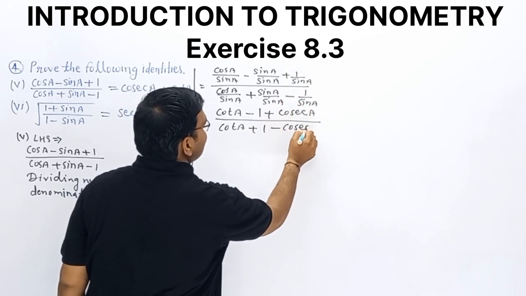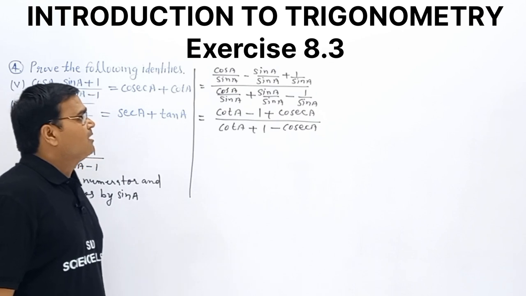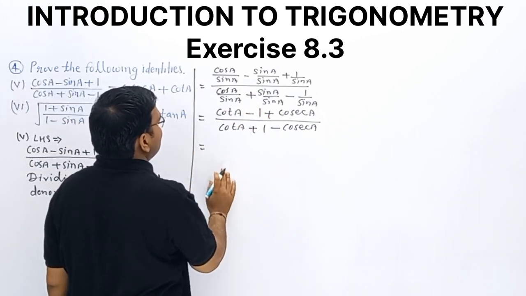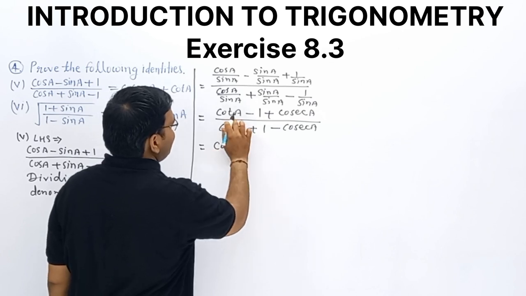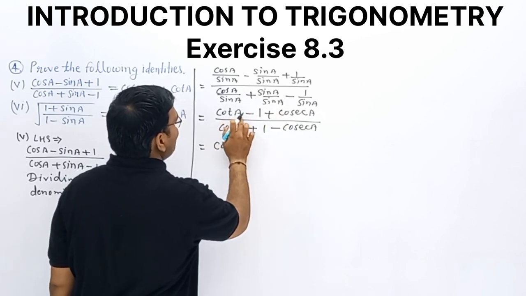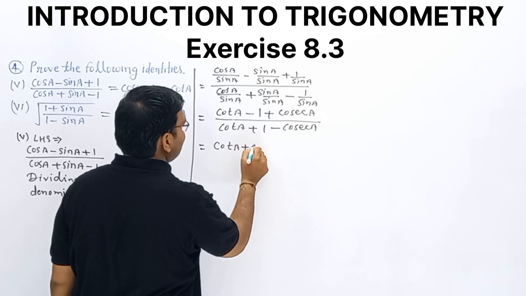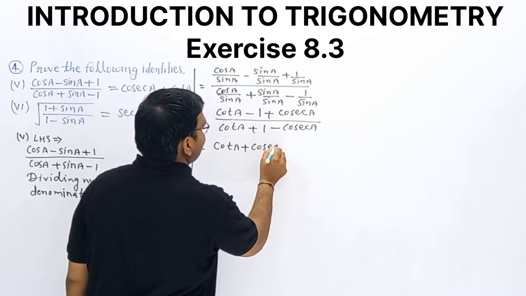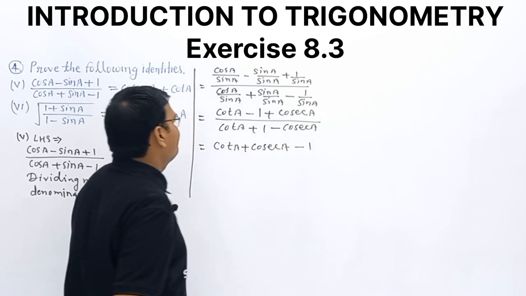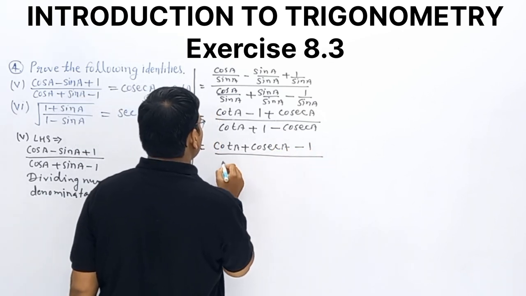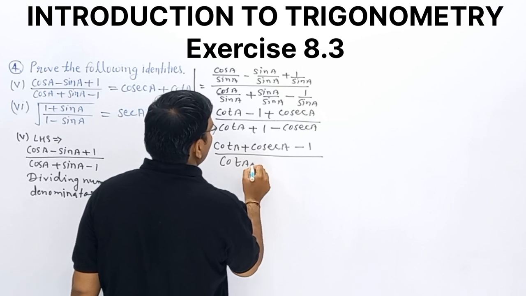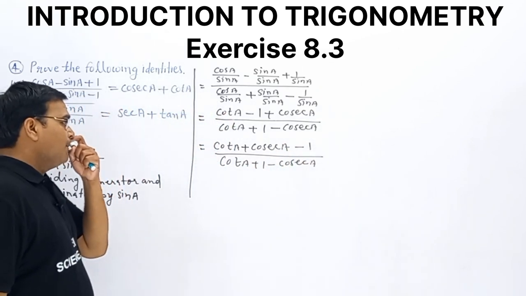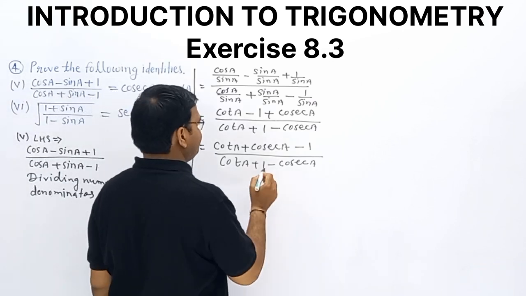Clear? Now we will change something in the numerator. I am arranging the numerator as cot A plus cosec A minus 1, divided by cot A plus 1 minus cosec A. Clear?